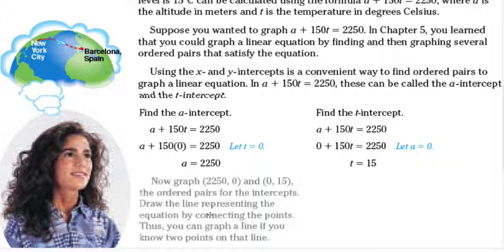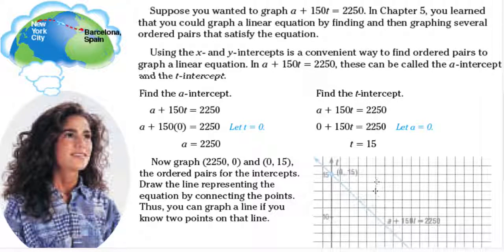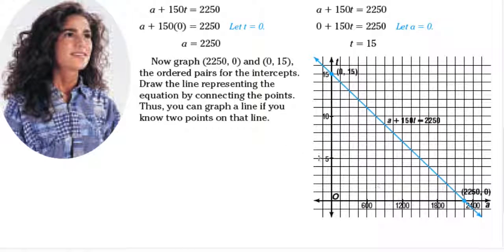To graph 2,250 and 0, and 0 and 15, the ordered pairs for the intercepts, this is how you graph them. So this is 0 and 15 and 2,250 and 0. After graphing the ordered pairs for the intercepts, draw a line representing the equation by connecting the points. Thus you can graph a line if you know 2 points on that line.